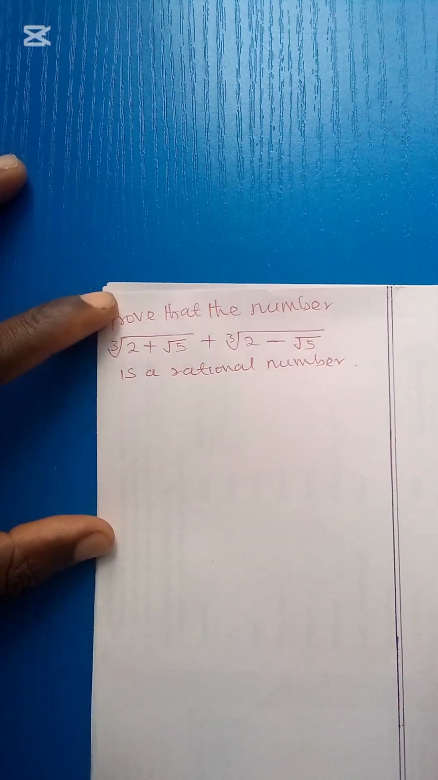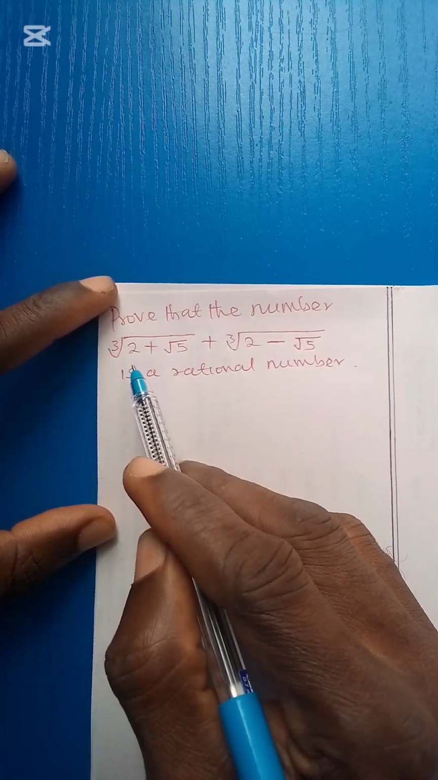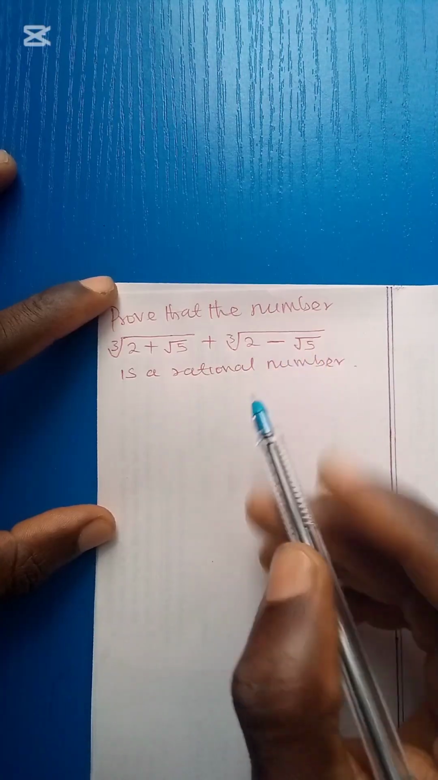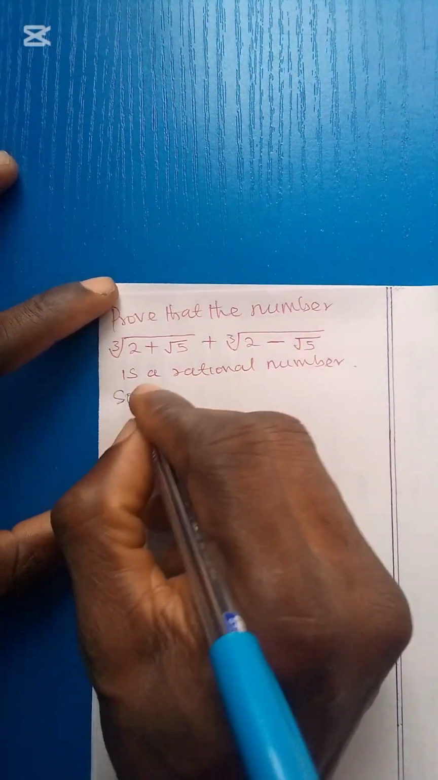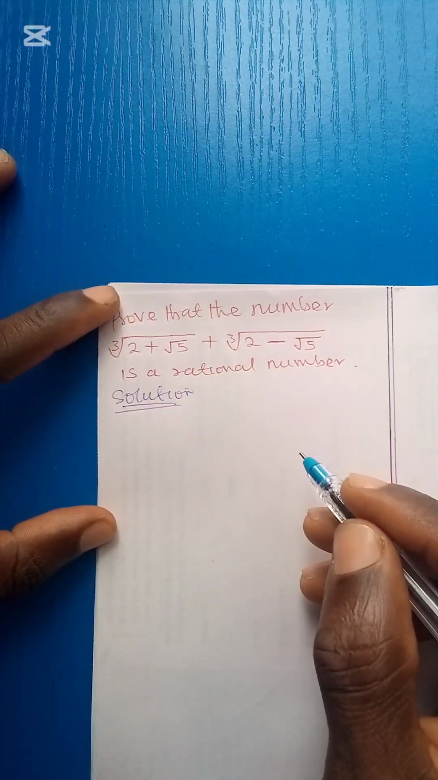In this video, we are to prove that the number, that is cube root of 2 plus root 5 plus cube root of 2 minus root 5, is a rational number. What do we mean by rational numbers? That is numbers that can be expressed as fractions.